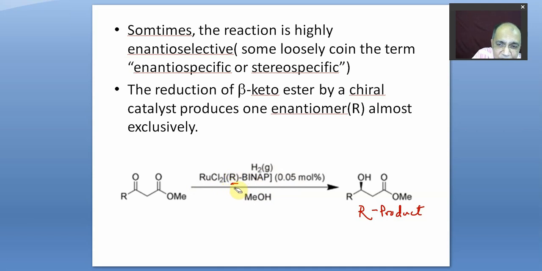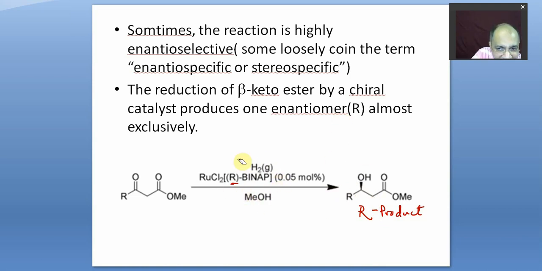This is R. So this reactant was a chiral one, this is a carbonyl group, and this is an ester function, and the ester function is not reduced. So this reduction in presence of hydrogen occurs here. So there is a mixture of both R and S, but R is more than 99%. S is almost negligible. Still, you cannot call it stereospecific. It is highly stereoselective.